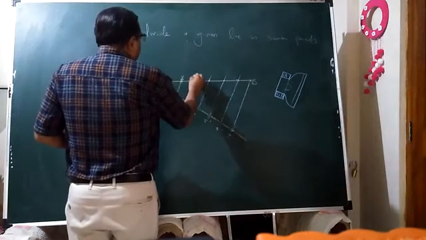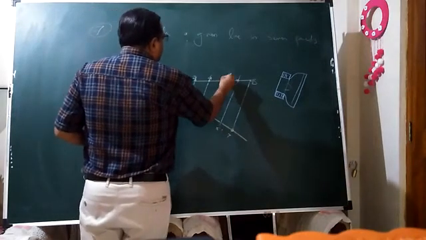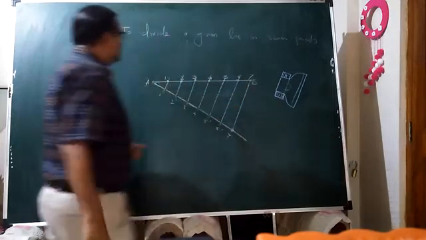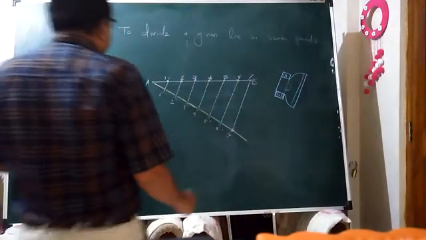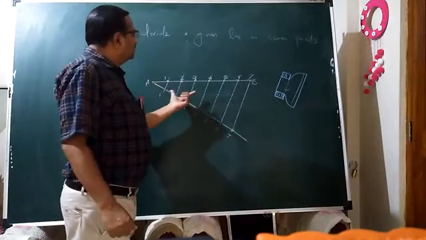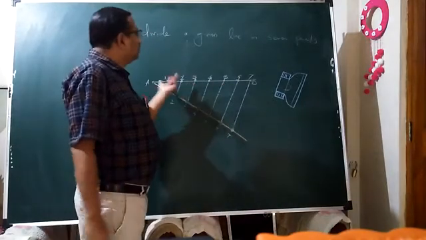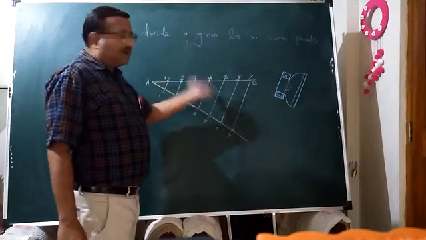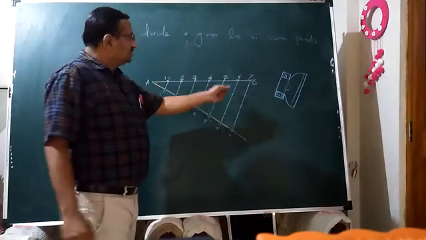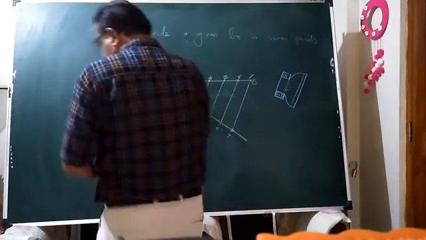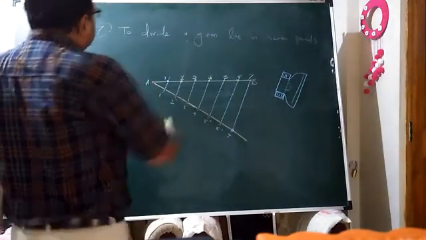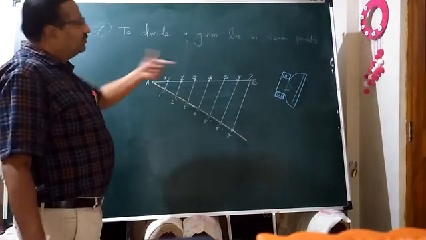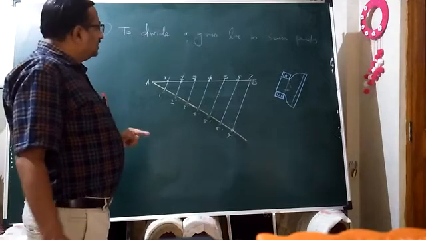1, 2, 3, 4, 5, 6 and 7. We can measure by using a divider or compass or scale also. The AB line of unknown length we have divided into 7 equal parts, 7 equal segments, by using this trick, using this method, the acute angle method. So this is the procedure by which we can divide a given line into any number of equal parts.